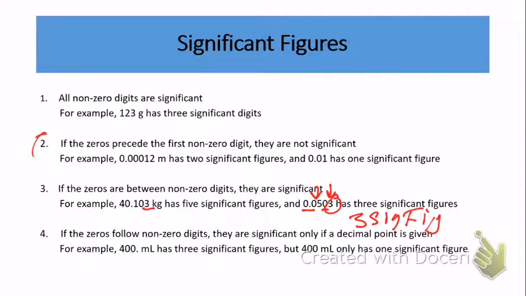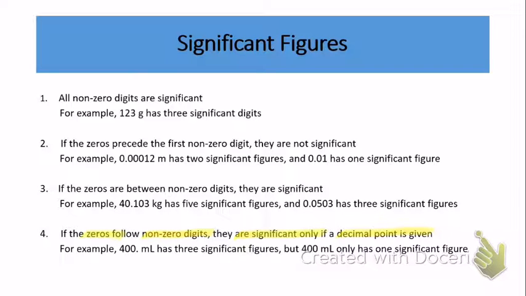All right, hopefully you're seeing how this works. Of course, we'll give you tons of practice on this in class. Now, the last one we're going to look at is probably the most challenging one for most students, okay? And that is zeros that follow non-zero digits are only significant if there's a decimal point given in the measurement.